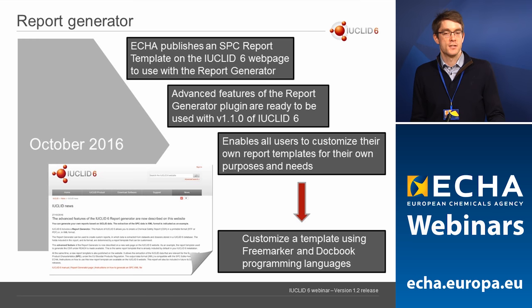So in October last year, the advanced features of the report generator plugin were launched. This enables all users to customize their own reports for their own purposes and needs. ECHA took advantage of this situation to also publish an SBC report template, which could be uploaded using the advanced features of the plugin. And this would then generate a file which could be imported into the SBC editor. I'll show you this a bit later on.